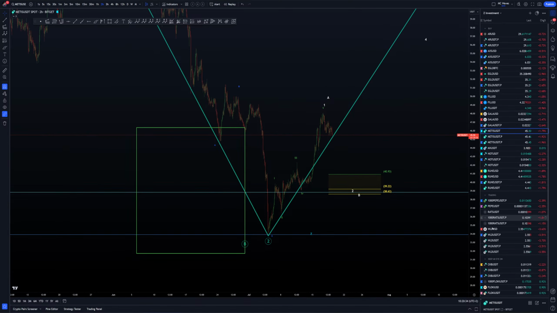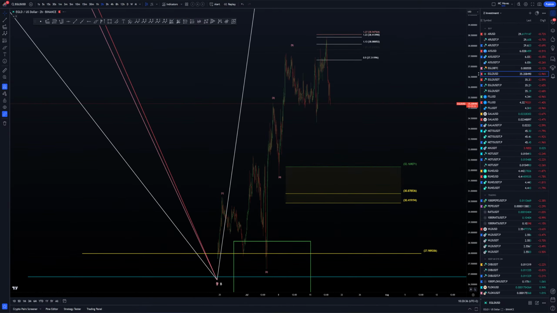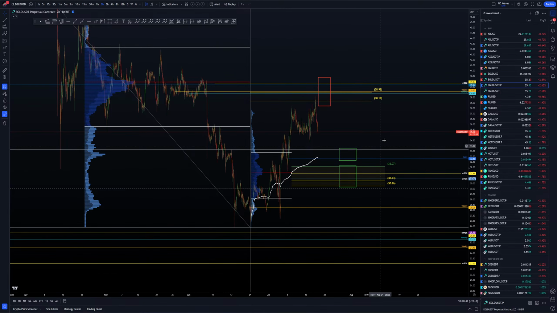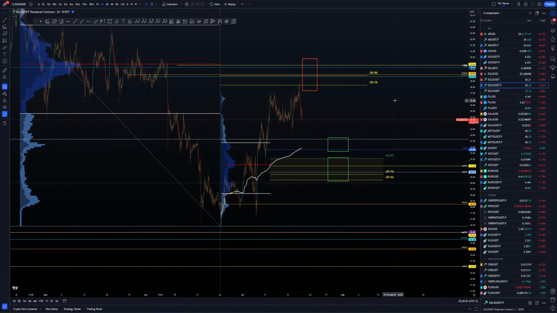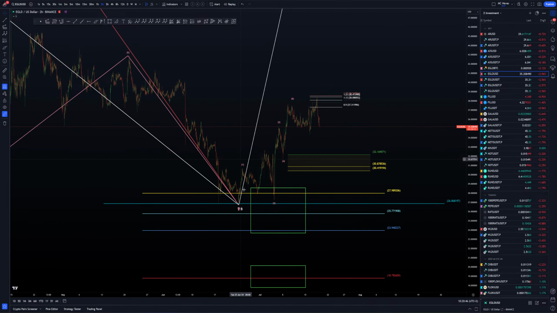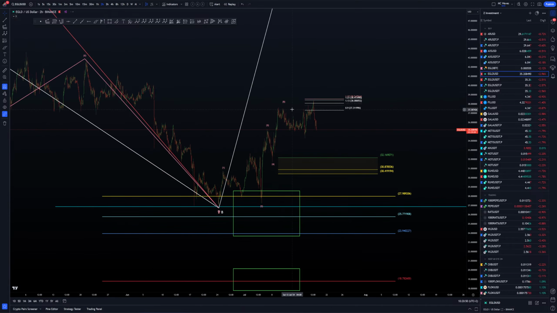Otherwise, what do we have? We have EGLD. We've got a nice rejection from the resistance here, and now we have two main supports if you wish to look for a long on this, because we do have also some possible 5 waves up. This one is a bit complex, not gonna lie, but these are some valid waves. Here that will be for an ABC flat.